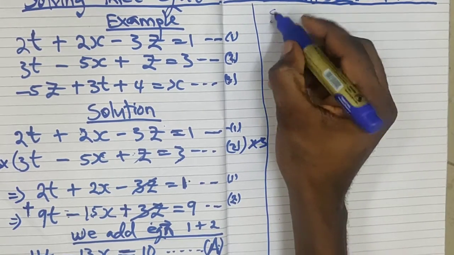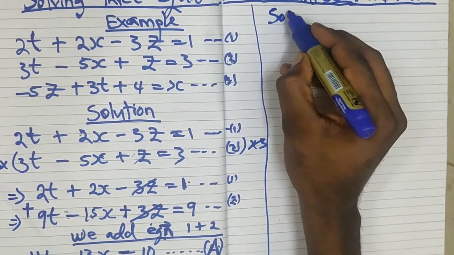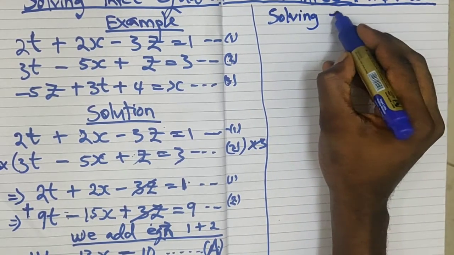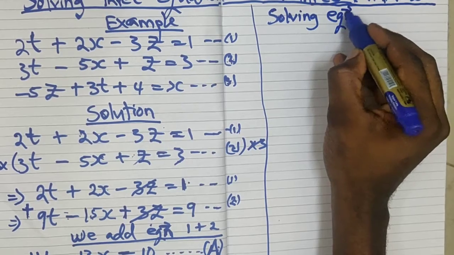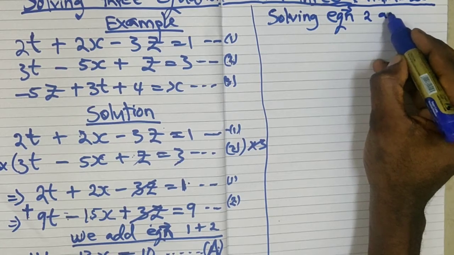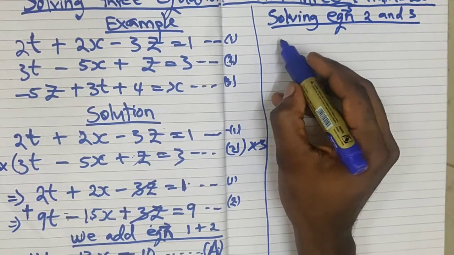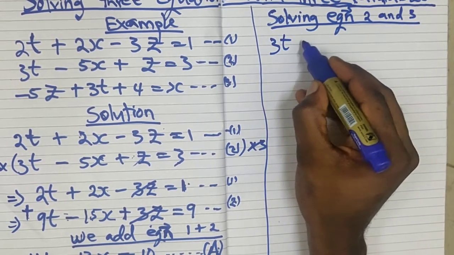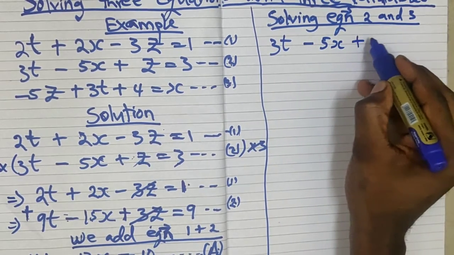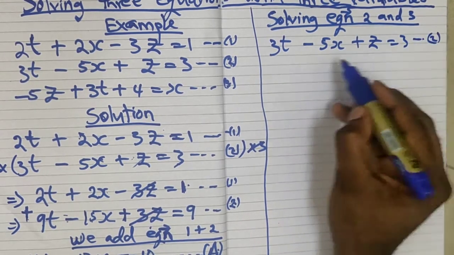Now solving, this simply means equation. Let me just abbreviate it. Solving equation 2 and 3. Let me put down the equation so you can see clearly. Minus 5x plus z, equation 2.